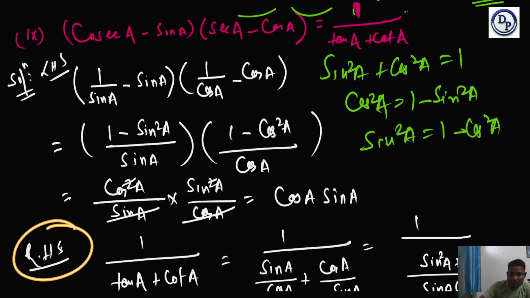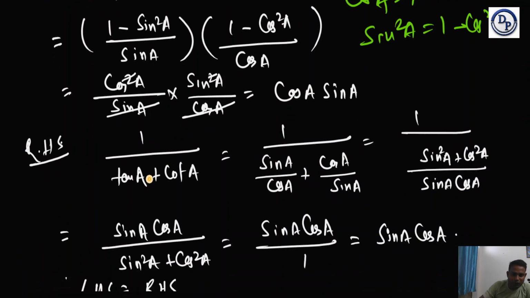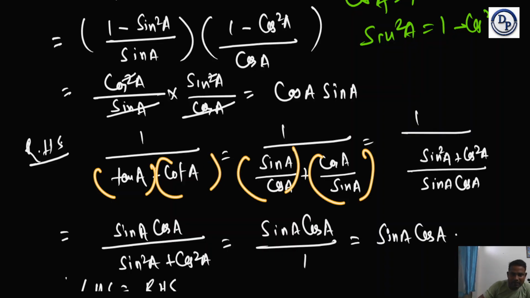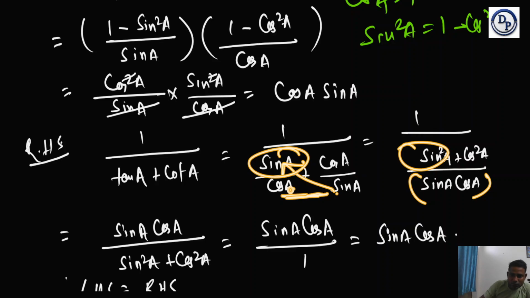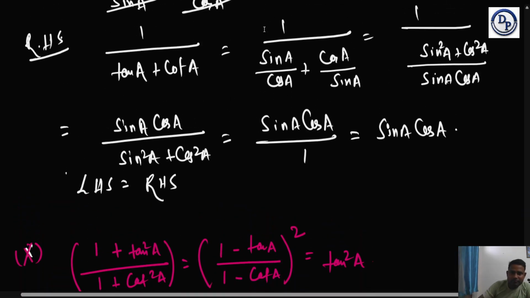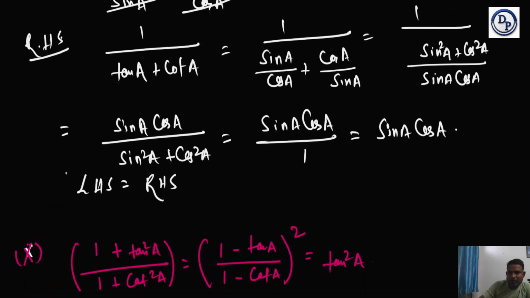RHS is 1 by tan A plus cot A. Similarly, again we know the identities: tan A is sin A by cos A and cot A is cos A by sin A. So similarly, we take the LCM of these two. We get sin A cos A. This sin A goes here and makes this sin square A, and this cos A goes here and makes cos square A. So now what we got, we simply take the reciprocal of it. So now this sin A cos A goes up and this sin square A plus cos square A comes down.